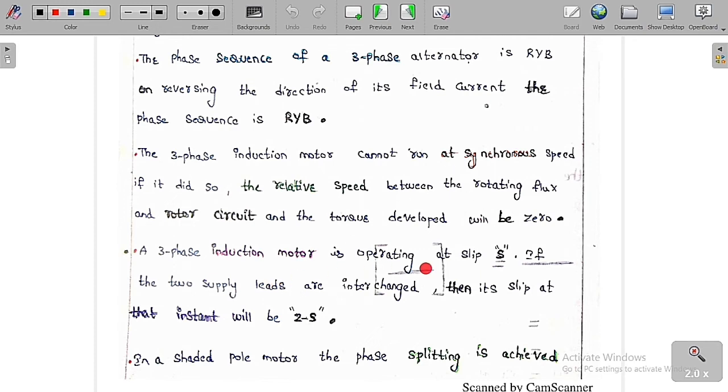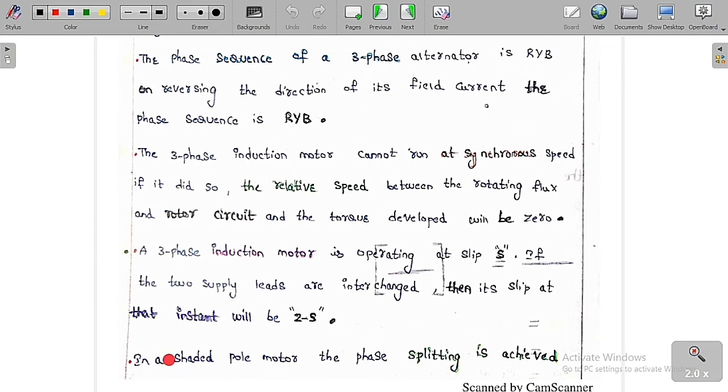A three-phase induction motor is operating at slip s. If the two supply leads are interchanged, then its slip at that instant will be 2 minus s. I already told you, suppose if you change any two supply terminals, the RMF is going to rotate in the reverse direction. So simply we can say the backward slip is equal to 2 minus the forward slip. If the two supply leads are interchanged, the RMF is going to rotate in the reverse fashion, then its slip at that instant, the backward slip, is equal to 2 minus forward slip, which is 2 minus s.